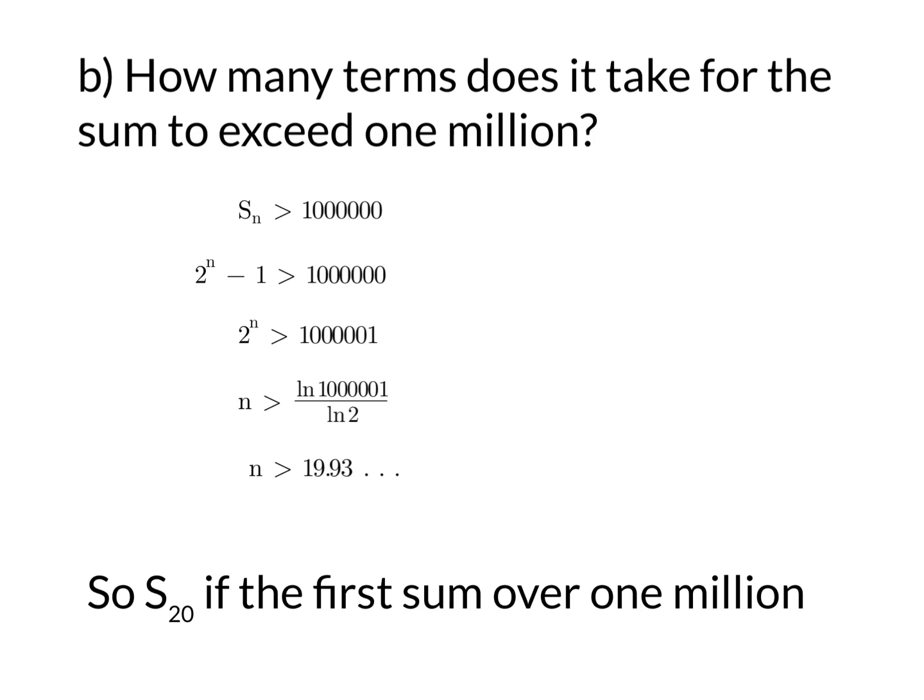Taking the log of both sides, so we know how logs work, we get n is greater than log of 1,000,001 over log of 2, so n is greater than 19.93. Therefore, the first whole number that's greater than 19.93 is 20. So the sum of the first 20 terms is the first sum that's over 1 million.